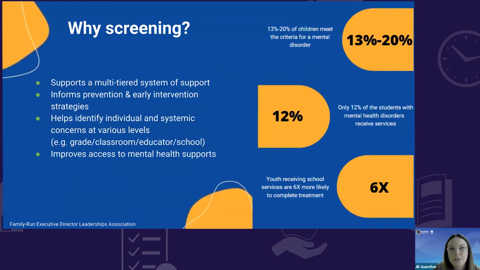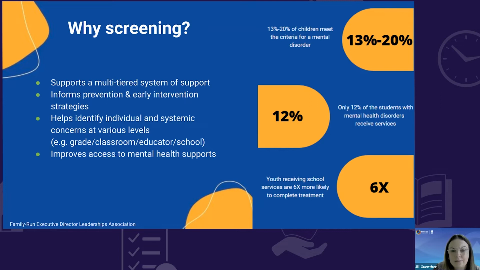Why screening? Screening really helps to support and can be integrated within an MTSS. Screening can help to inform prevention and those early intervention strategies and identify students at risk. It can also help to identify concerns at various levels, whether those levels are at the grade level, within the classroom, the educator, the school, so many different levels. It can also help to improve that access to mental health supports.